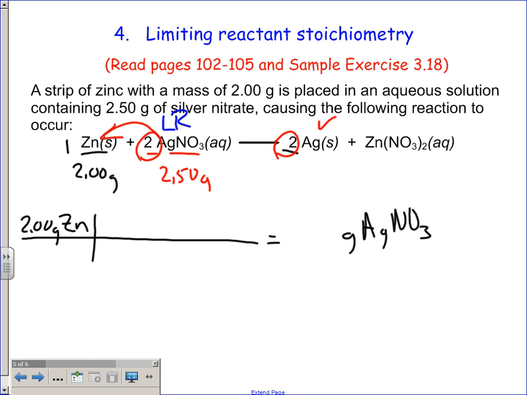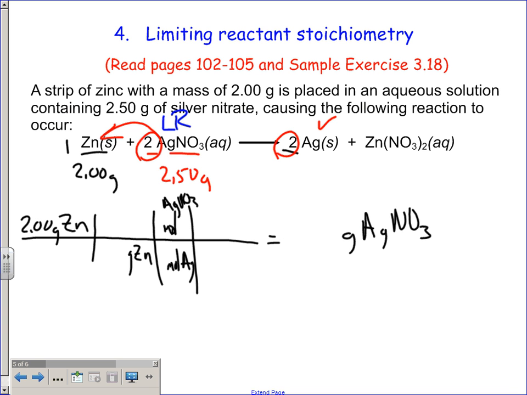So I'm going from grams of zinc to grams of silver nitrate. So my first job to get from one substance to another, and that's going to always be here in the middle, is my mole-to-mole step. In this case, I'm going from moles of silver to moles of silver nitrate.